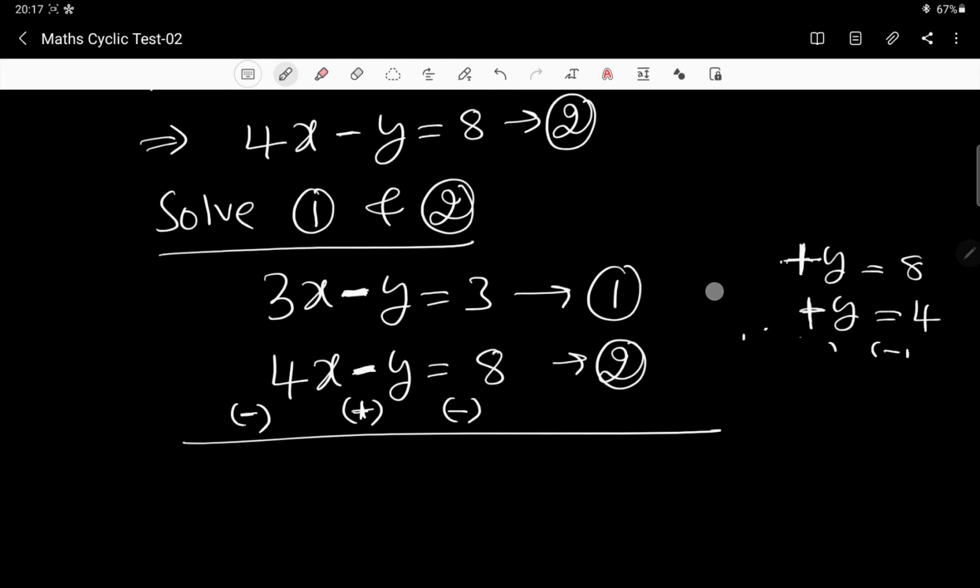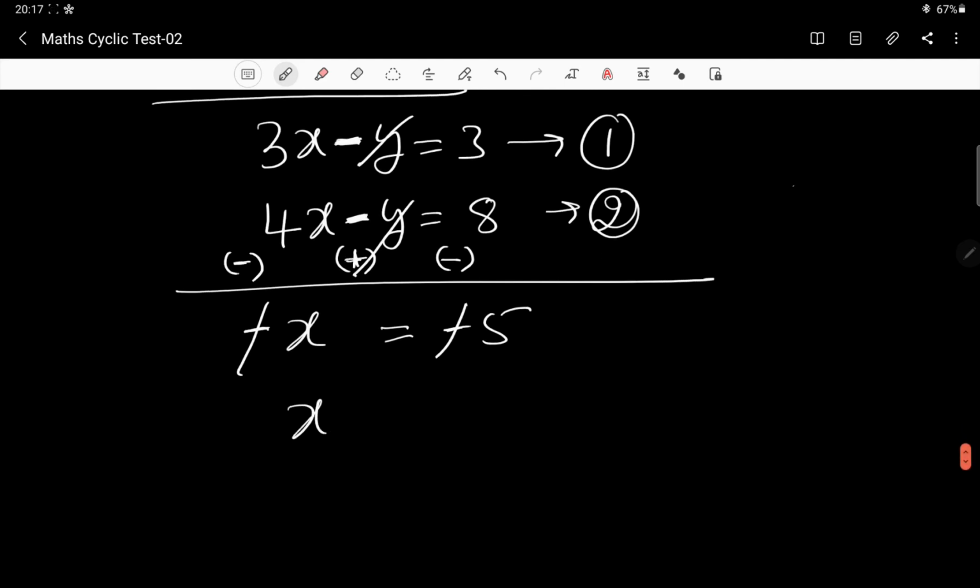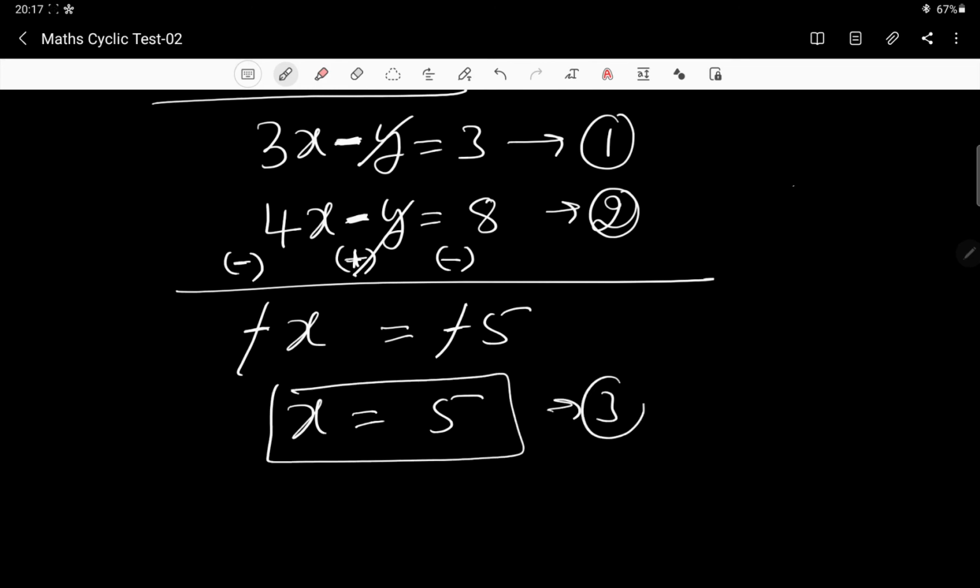If you watch the important question videos of a pair of linear equations in two variables, you will get to know all these tricks without multiplying and all. So 3x minus 4x is minus x, and minus y plus y get cancelled, and 3 minus 8 is minus 5. So this minus will get cancelled, and x is going to be 5. So x is 5. Let me name it as equation number 3.